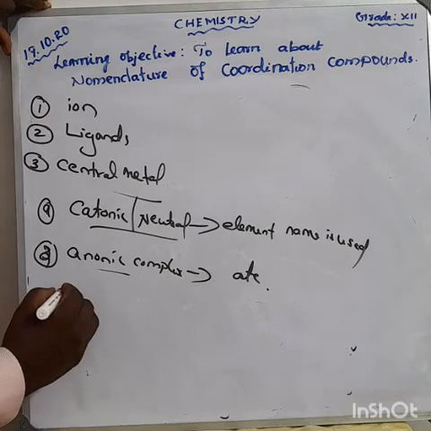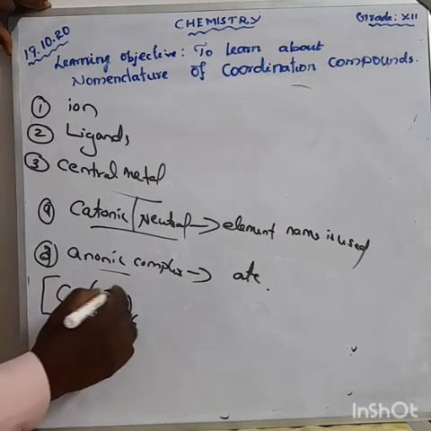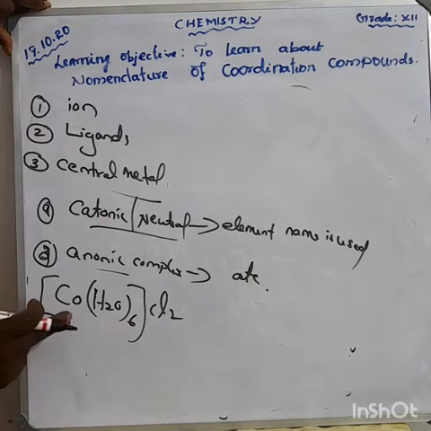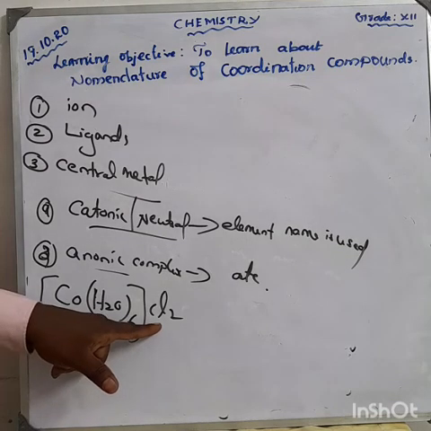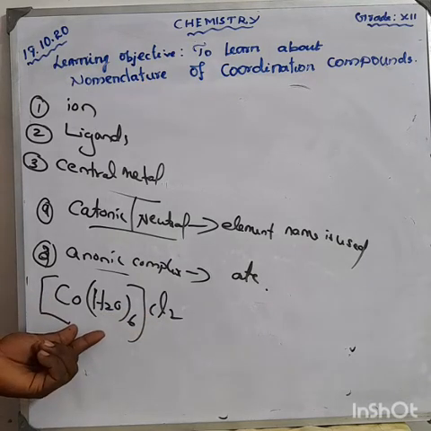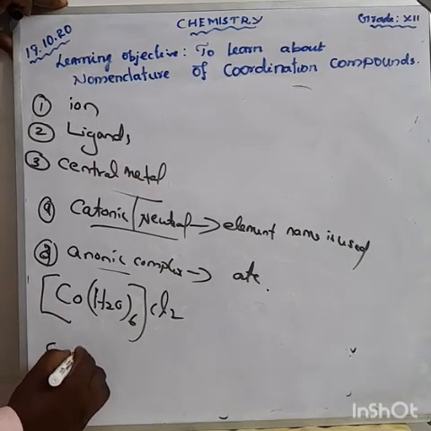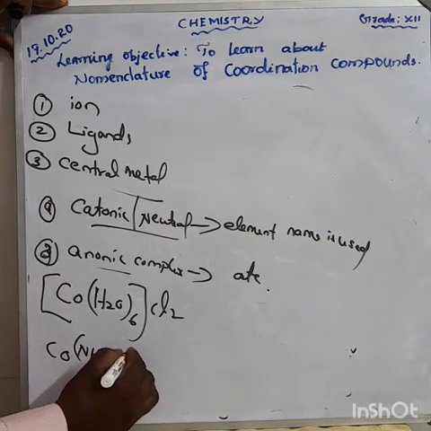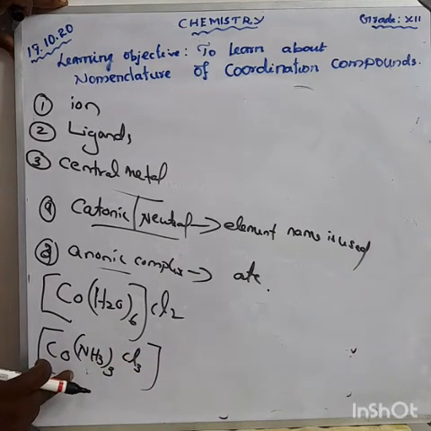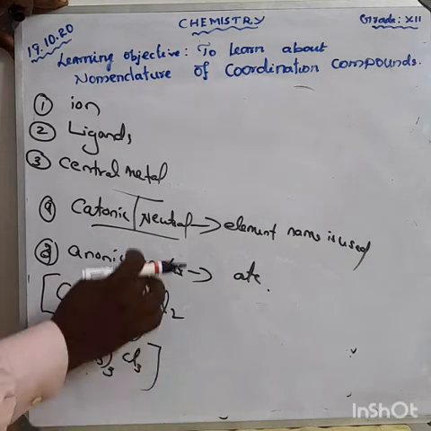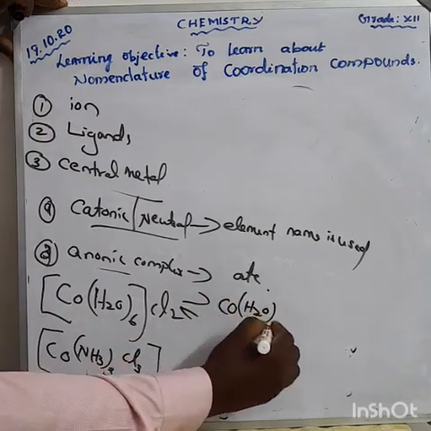Example: Co(H2O)6 Cl2. Can you say which complex this is? This is the cationic complex, and this is the simple anion, am I right? Next, I am writing another one, Co(NH3)3Cl3. Can you say which complex this is? Does this complex have any charge? No charge. But the previous complex has charge, so we separate it.